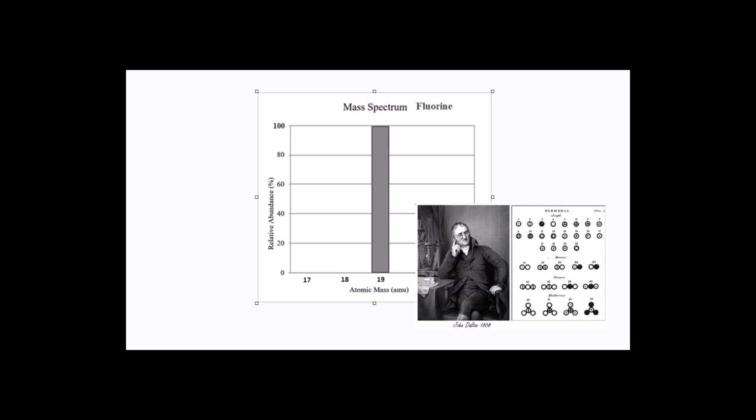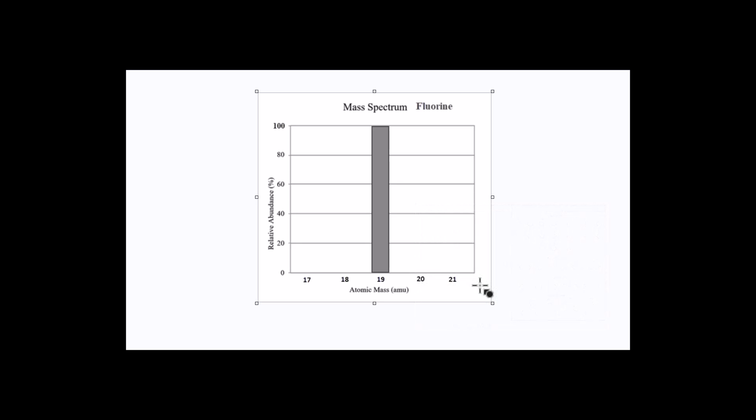Originally, Dalton thought that all the atoms of an element were the same, but we found out that that's not always true, that there are some slight differences. But fluorine is one element whose atoms are all identical. Every fluorine atom has 9 protons and 10 neutrons.